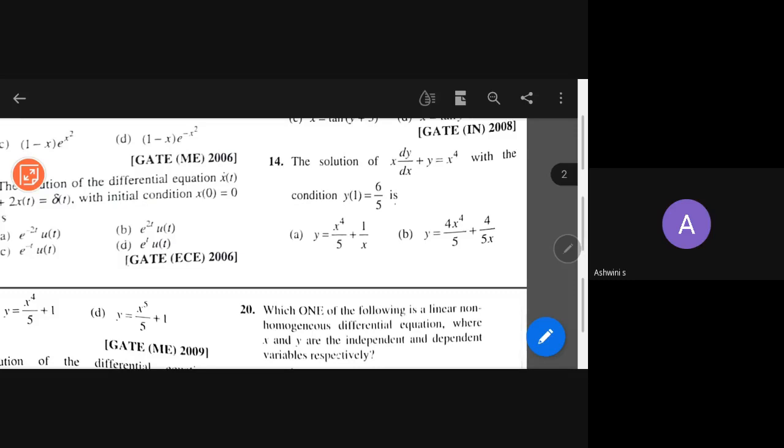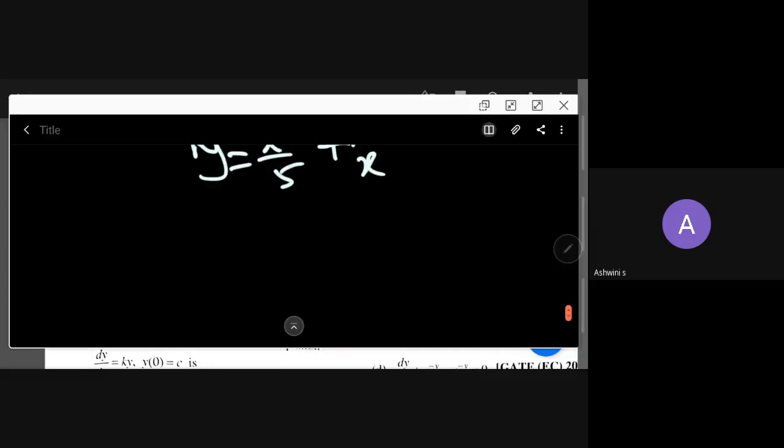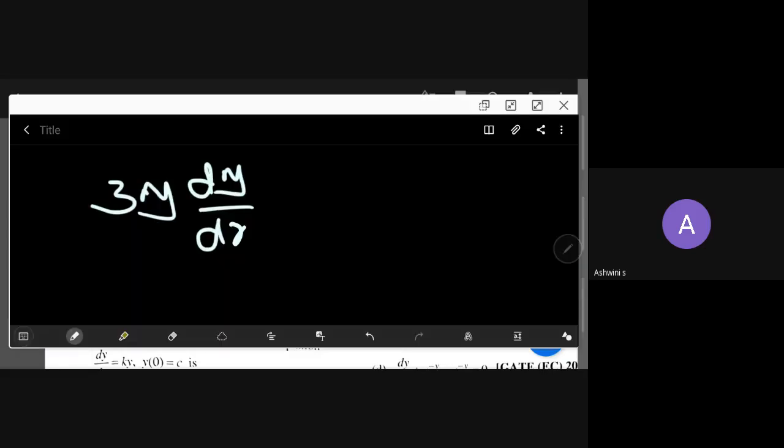So 15th question. Again, this is a separable equation. 3y dy/dx plus 2x is equal to 0.